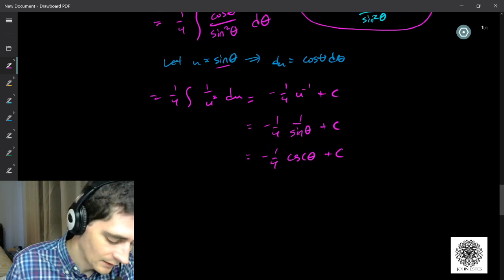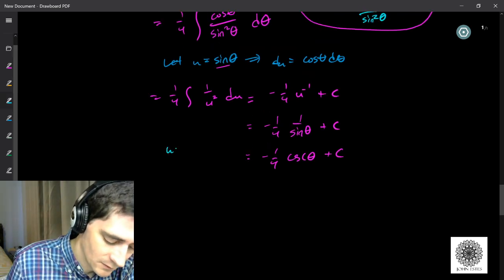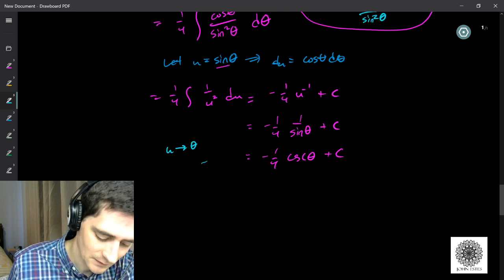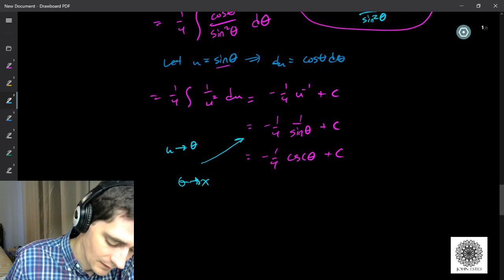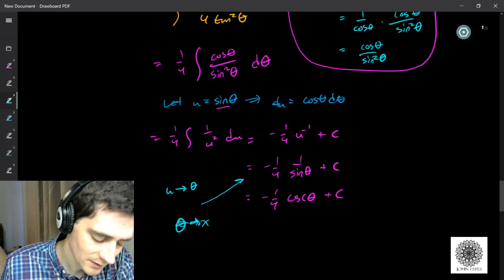Now, here we went from u back to theta. That's what we did here. Now we need to go from theta back to x. And how do we do that? With our triangle, okay?